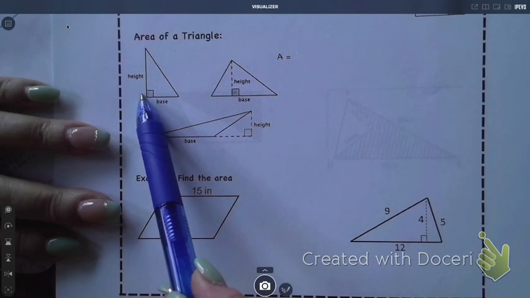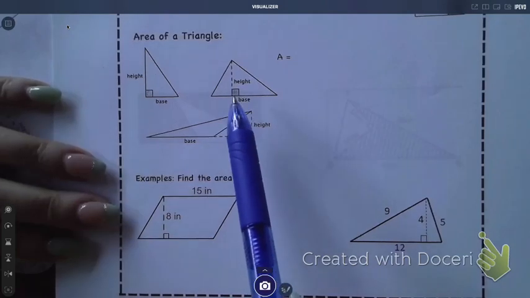Gentlemen, do we have a problem? Okay. It's a worksheet. That's it.